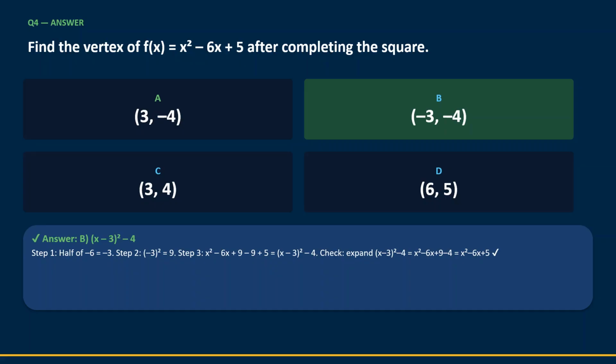Take half the x coefficient. Half of negative 6 is negative 3. Square it to get 9. Add and subtract 9. x squared minus 6x plus 9 minus 9 plus 5. Factor the perfect square. (x minus 3) squared minus 4. The vertex is at (3, negative 4).